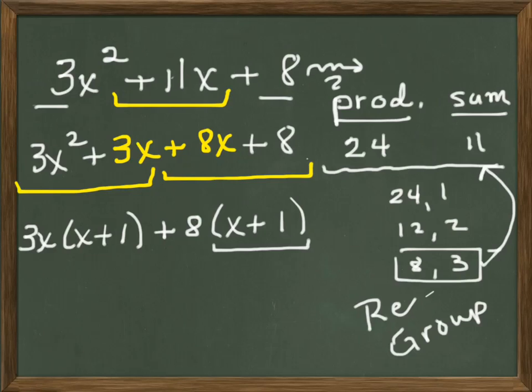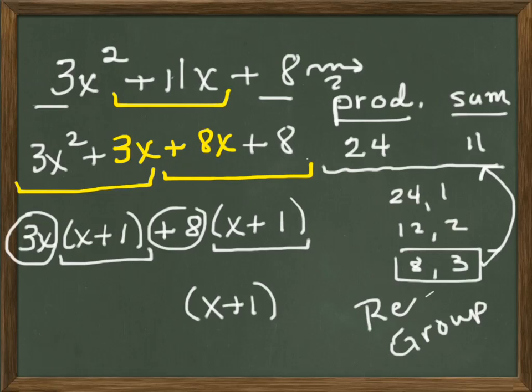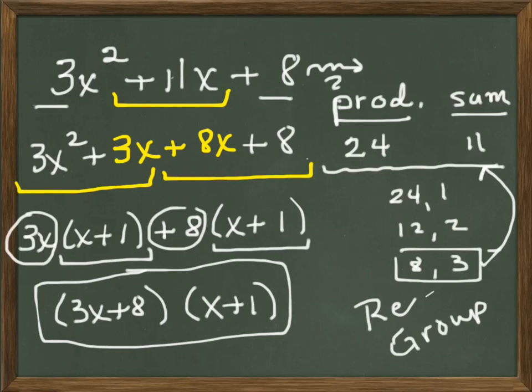We're almost there. Now notice that we have an x plus 1 that happens twice. That's going to be one of our two factors. So we'll write that down as x plus 1. The other one is going to be the numbers out in front, 3x plus 8. So that is our answer to our first problem.